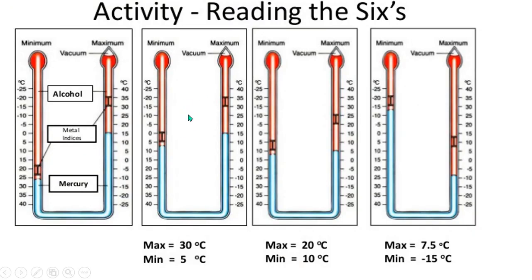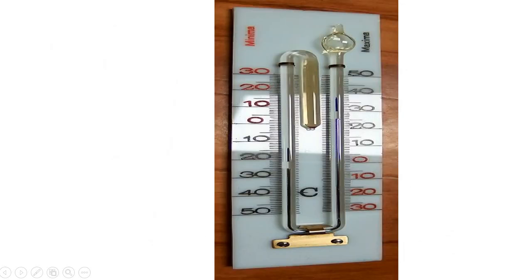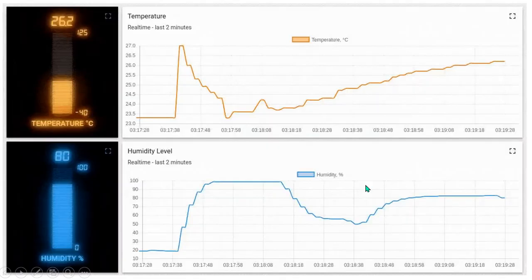How can you read the Six's thermometer? By seeing the metal indices or the steel index. You can see that the minimum temperature is at 5, so you record it as 5 degrees Celsius, and the maximum is at 30, so 30 degrees Celsius, and likewise the others. And here you can see how the Six's thermometer looks, and these are the steel indexes, and this is mercury, and this cylinder consists of alcohol, and it is measured in Celsius. This scale shows the minimum temperature, whereas this scale shows the maximum temperature.